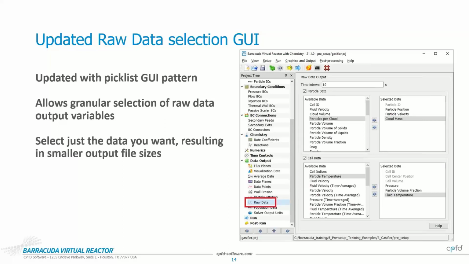Another place that you'll notice a difference in the GUI is in the raw data window. In the past, this was just a list of checkboxes, and you got all particle data if you clicked the particle checkbox. So we've changed this so that users can select specifically the data that they want and not have to get all of the data. So if you've used raw data in the past and the files took up a ton of disk space, we hope you'll appreciate this. This will allow you to really reduce the amount of space required and get just the variables that you really care about in your raw data files. And this is for both particles and cell data.